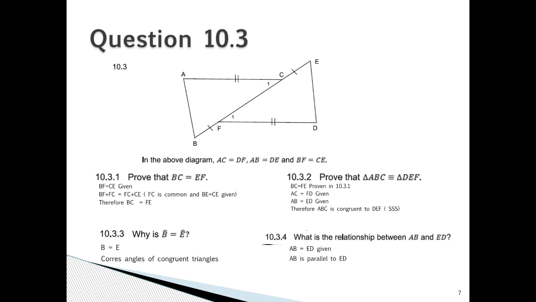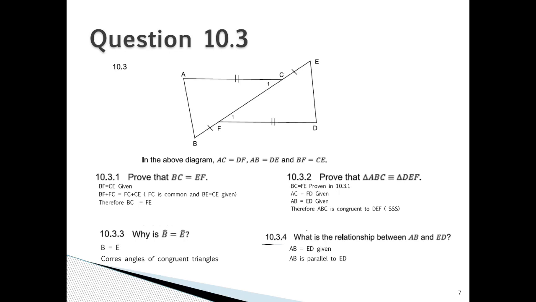10.3.1. Prove that BC is equal to FE. BF is equal to CE, which is given. BF plus FC is equal to FC plus CE. FC is common and BF is equal to CE, which is given. Therefore, BC is equal to FE. 10.3.2. Prove that triangle ABC is congruent to triangle DEF. BC is equal to FE, proven in 10.3.1. AC is equal to FD, which is given. AB is equal to ED, which is given. Therefore, ABC is congruent to DEF. Side, side, side.